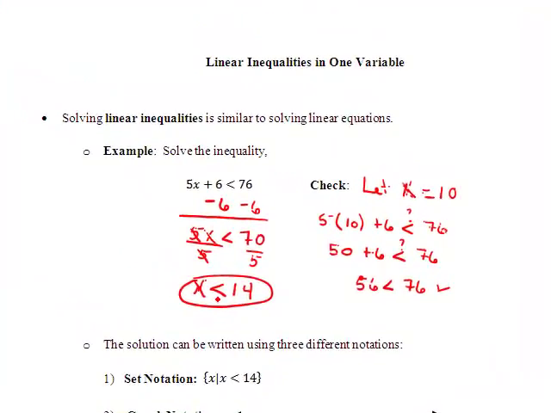You also want to check the actual value. Let's say if you were to plug in x equals 14 back into your inequality, you should get a false statement because x needs to be strictly less than 14. Likewise, if you were to plug in a value greater than 14 back into the inequality, it shouldn't check either. Values that are smaller than 14 are the only values that should check.